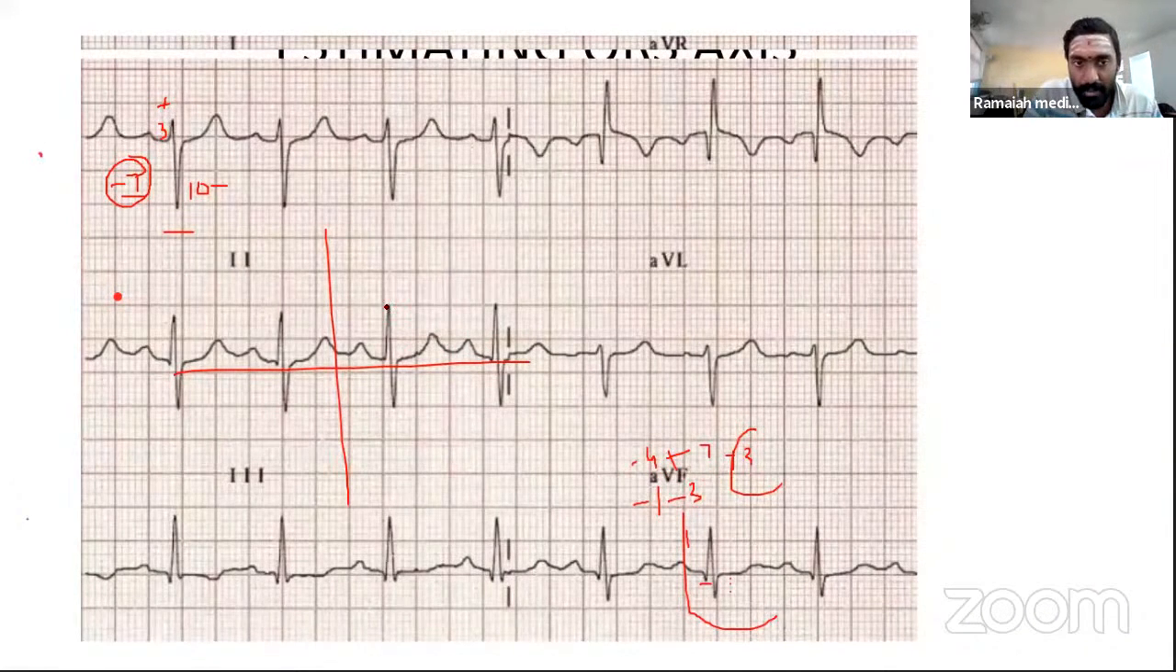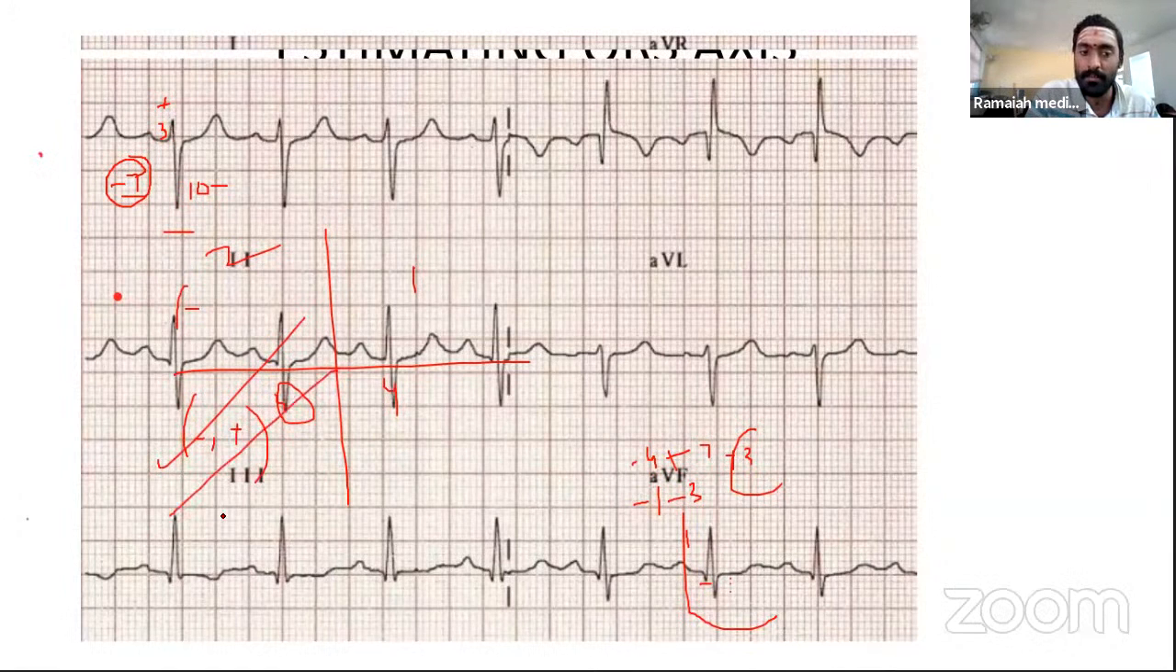So lead 1 is negative. If it is negative, two possibilities, either here or here. But AVF is going to be positive. That means where is it going to come? 1, 2, 3, and 4. Correct. So it's going to be in quadrant 3, which is right axis.